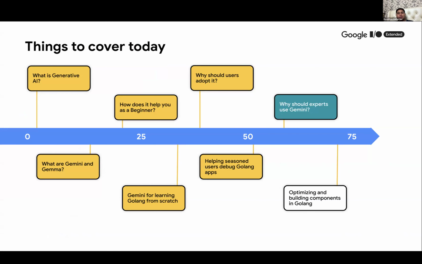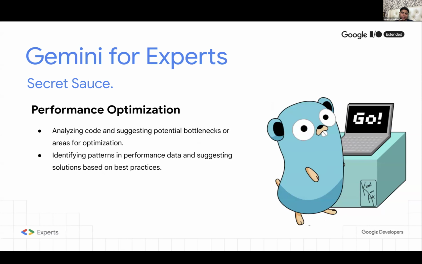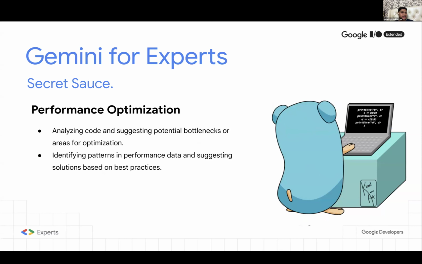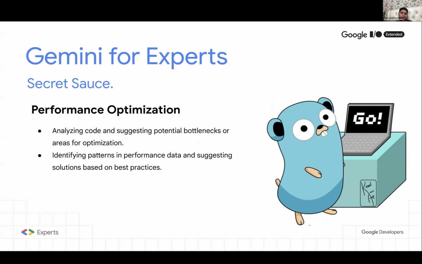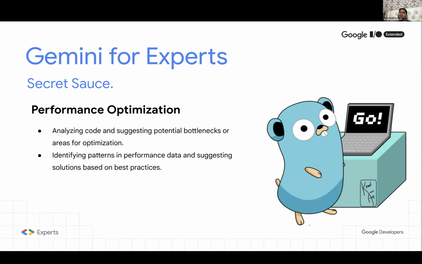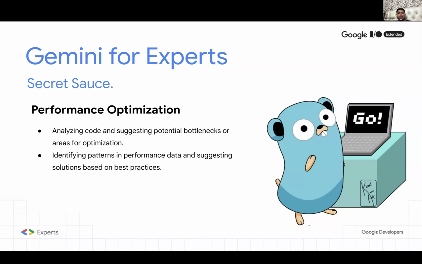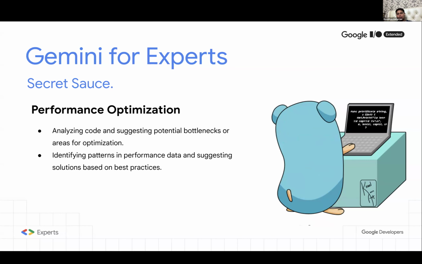But now, why should experts use Gemini? Let's say you are a seasoned Golang developer. Why should you be using Gemini? Well, it's basically secret sauce for you. You can perform optimizations on your code because it'll analyze your code and tell you where you can make some improvements. Or it'll identify bottlenecks, as we just saw with the race condition, and tell you how you can improve it. It can also identify data patterns of how you're creating or deleting your variables if you're working in that difficult an environment, and tell you how you can make sure that you adhere to the best practices.